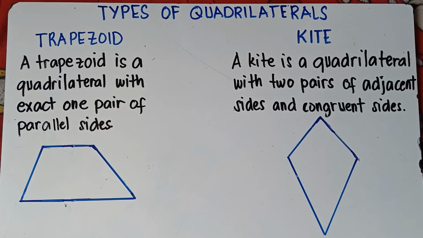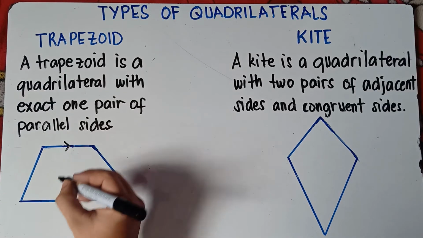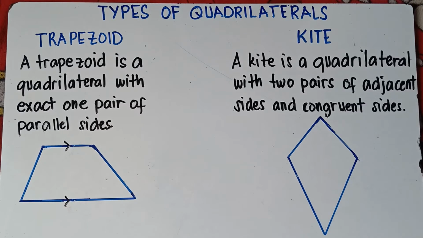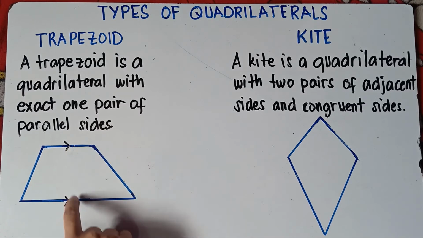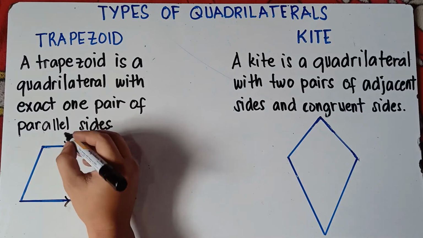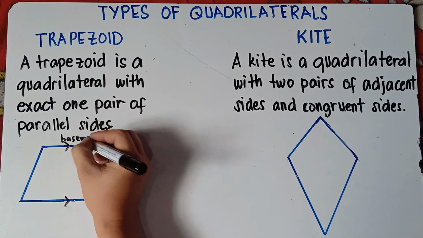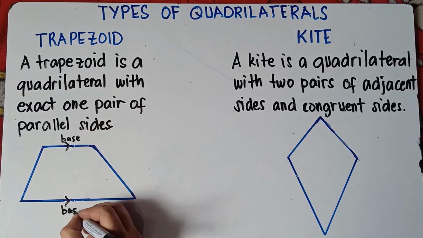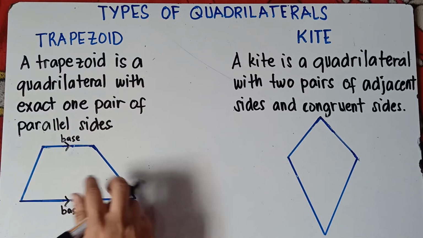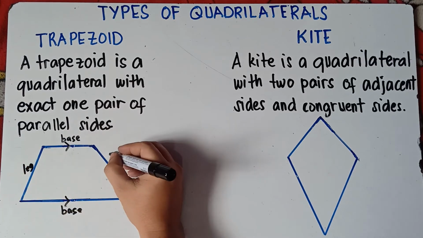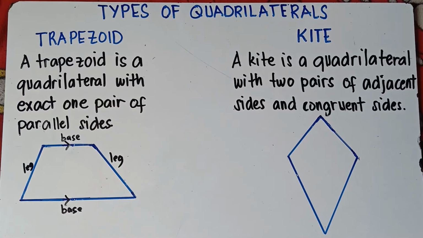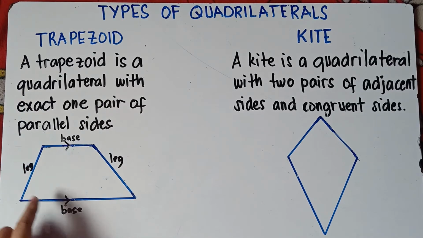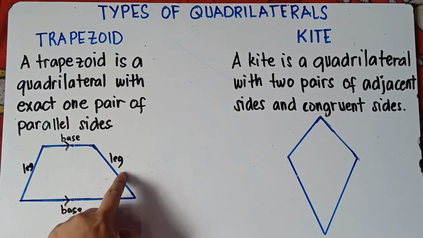Alright, so let's have trapezoid and kite. A trapezoid is a quadrilateral with exactly 1 pair of parallel sides. So therefore, this side is parallel to this side. Now for the trapezoid class, these 2 sides are what we call bases. So this is what we call base 1 and base 2. And these are what we call legs. So this is our leg, and this will be our leg. So base 1, base 2, leg 1, leg 2, or we call them legs.